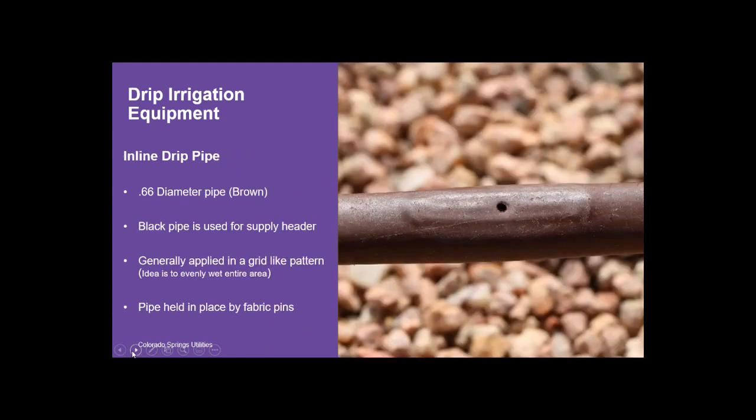So, drip irrigation equipment. This is the inline drip pipe. It's generally brown in color. However, there is some 1/4 inch distribution tubing that also has inline drip components to it that can be black or brown, but for the most part, it's a brown pipe and it's called inline drip. A lot of times folks will call this netafim pipe. It is another term that's used.